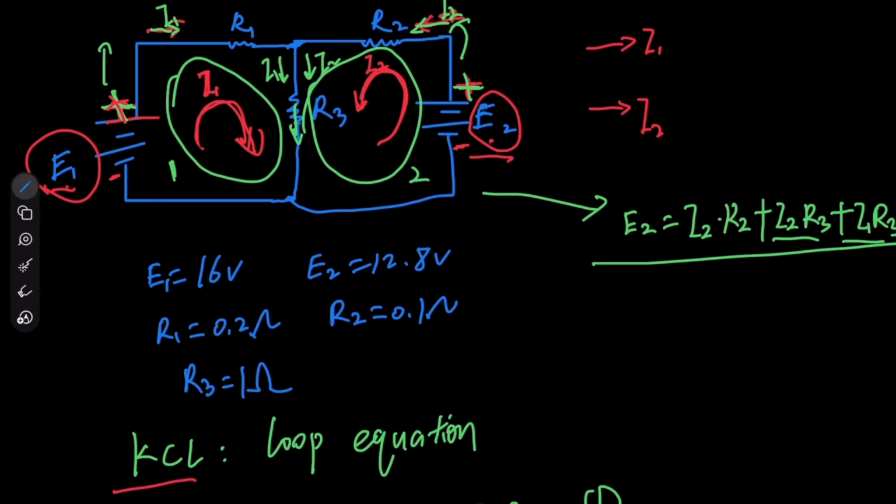Start from the power source, then the voltage drop across R1, and then the voltage drop across R3. But for R3, we have two currents flowing through it, I1 and I2. That's why we need to include both currents. When we look at the circuit, we look at the currents separately, but in the real world there's only one current flowing, which is I1 plus I2.